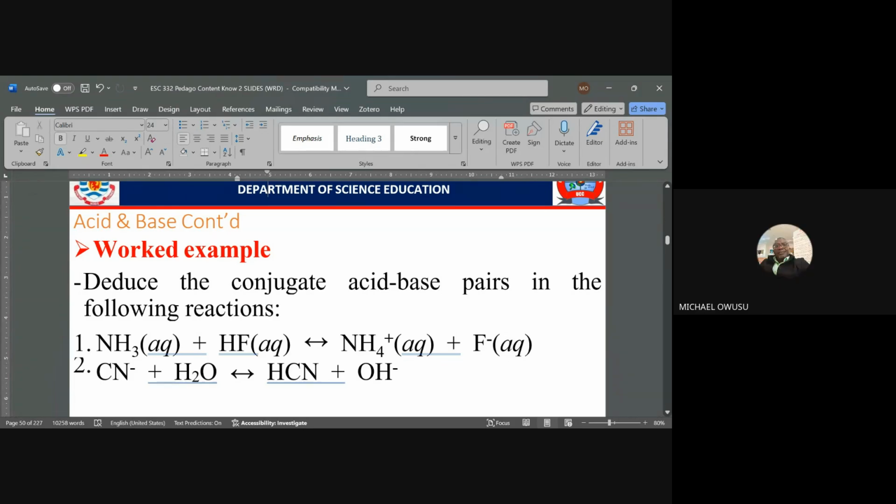So take it again so that we all get it. Okay, so the ammonia is the base, in terms of the reactant, and its conjugate acid is the ammonium ion. And then HF at the reactant side, which is the acid here, its conjugate base is F minus, which is the ion. Thank you. I'll clap for you.